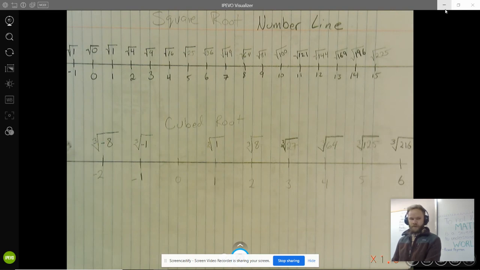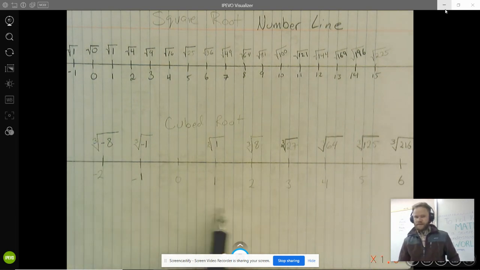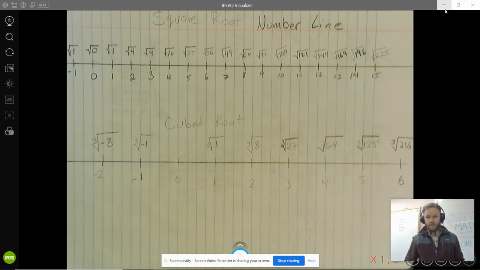On the top, we've got our cubed roots. So the cubed root of -8 is -2. The cubed root of -1 is -1, 0, so on and so forth. Pause the video here, take those notes, make sure you have this all down neatly because they're going to be really important going forward.